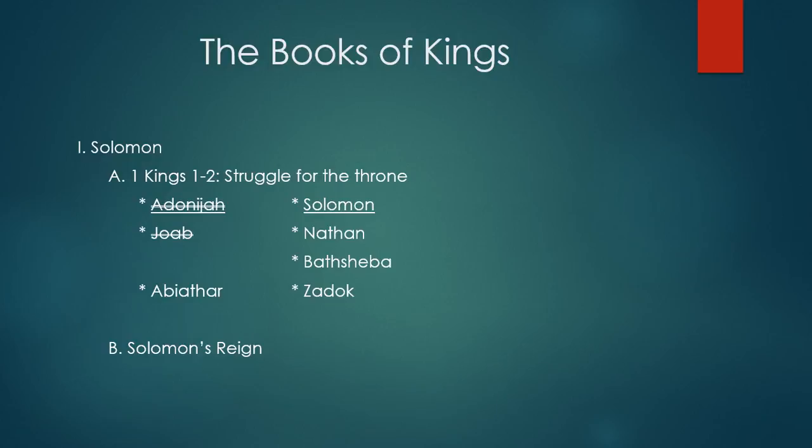Beginning in chapter 5, we're going to have a description of Solomon's building of the temple. You will remember that when David had originally wanted to build the temple, he was told by God that Solomon will build it instead.